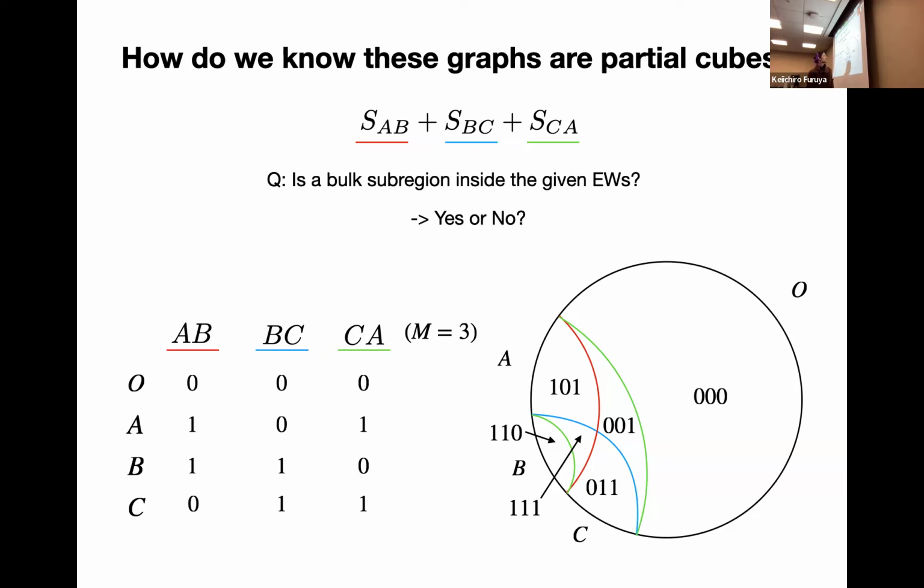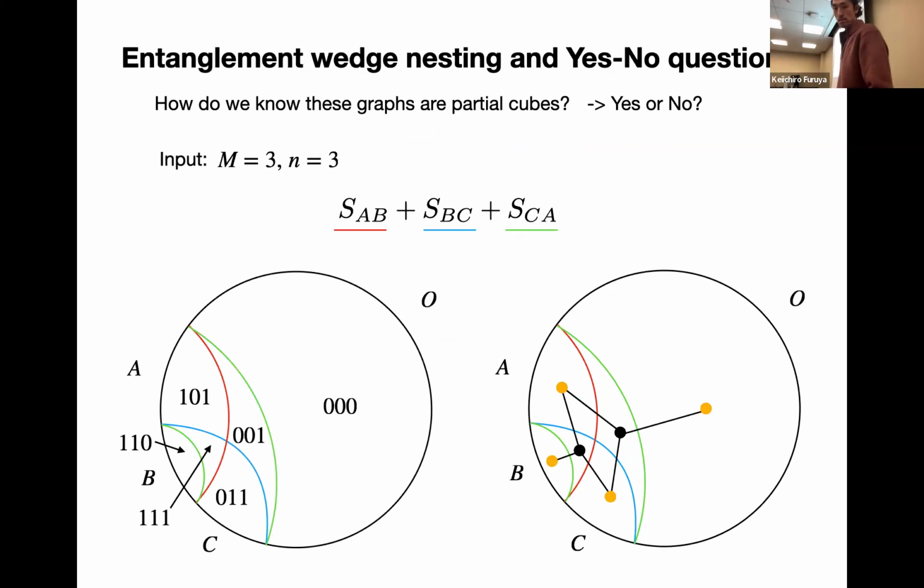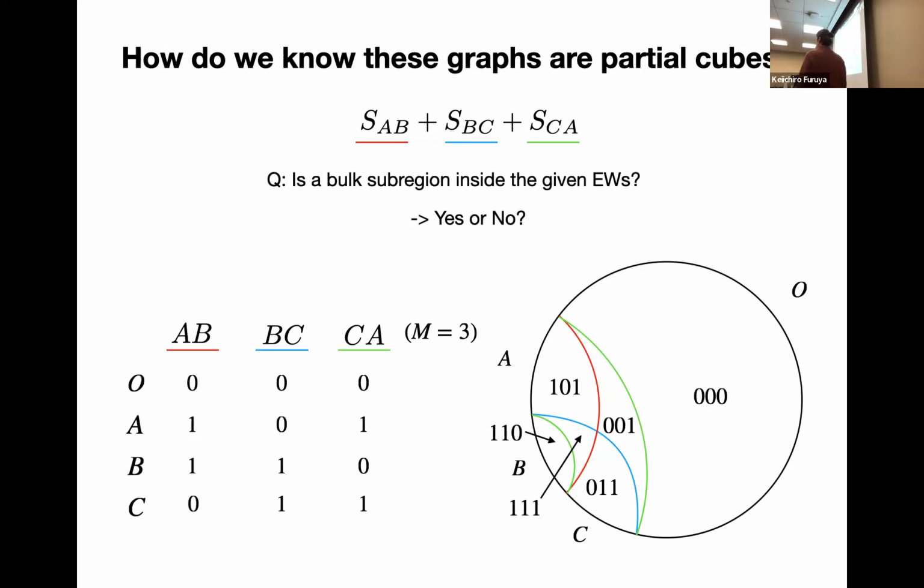Let's take this bulk subregion here. It is inside AB, inside the red line, but outside the blue line, so it's 0, and inside the green line, so it's 1. So 1, 0, 1, and then you do the same for the others. So each bulk subregion has a one-to-one correspondence with bit strings. This data is canonically associated with the dual graph, given the graph.